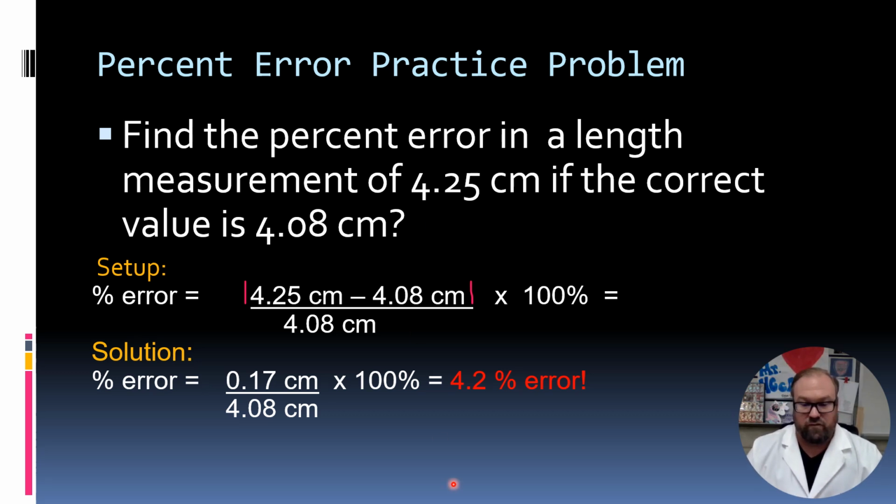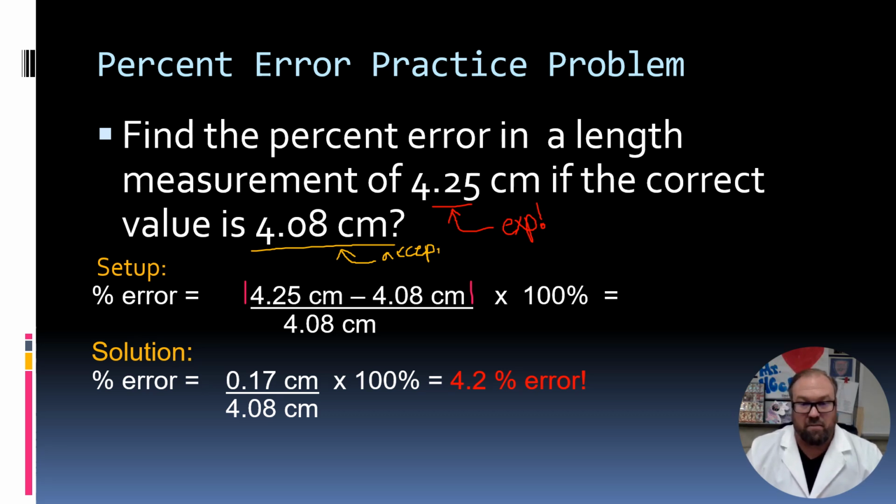So 4.25, this would be considered, right? This would be considered our experimental. So that's our experimental value. Okay, why is it the experimental? Because it's what we got in class when we did it in lab with our own hands, with our partners. The accepted value is 4.08. So this is the accepted value. Okay, so the accepted value, remember, is what we determine as correct. So we have the accepted value or the correct value and the experimental.